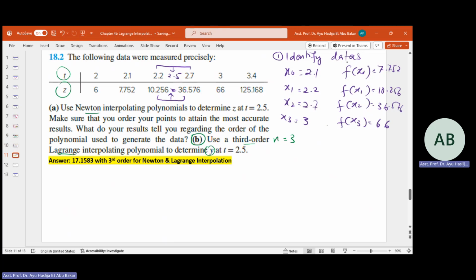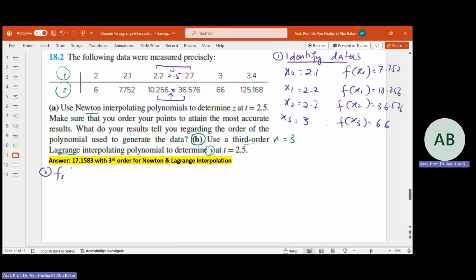Okay, this first step is important for you to list down. If you are given this data set, it is important for you to identify what are the points, because this will bring you half mark. Usually it will bring you half mark. Now, after you identify the data, expand the equation. It involves n equals to 3.